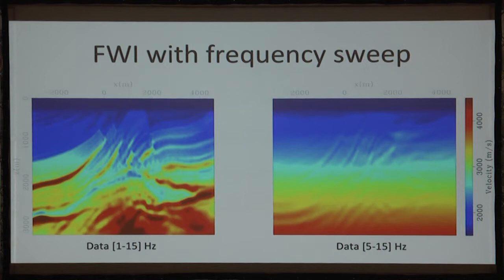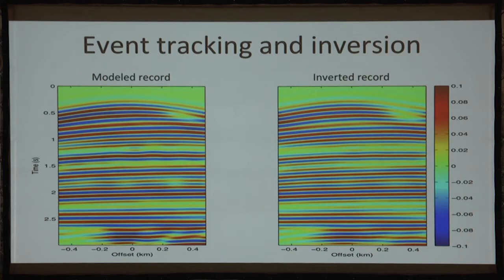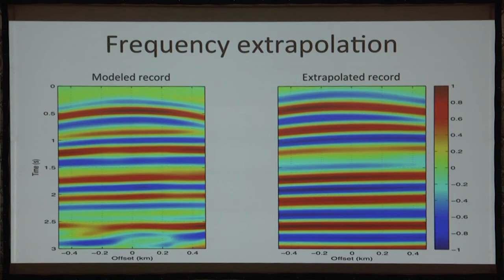What we can do using our method is event tracking and extrapolation, right? I'm showing a modeled record on the left and an inverted record on the right. Visually, you compare, this is a very good recovery between these two. In this record, we have recognized 9 different events. If we do the frequency extrapolation, the record on the left is the modeled, and on the right is the extrapolated. The amplitude here is normalized.